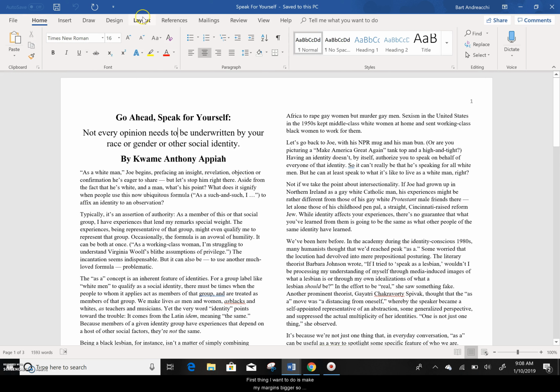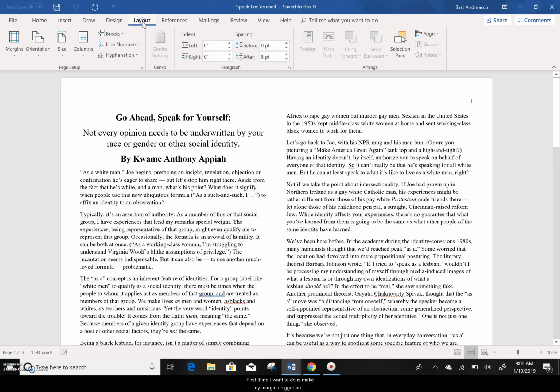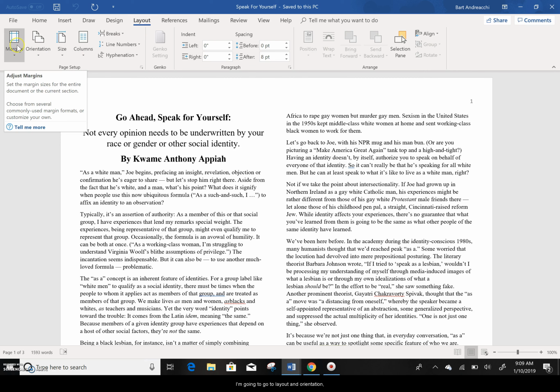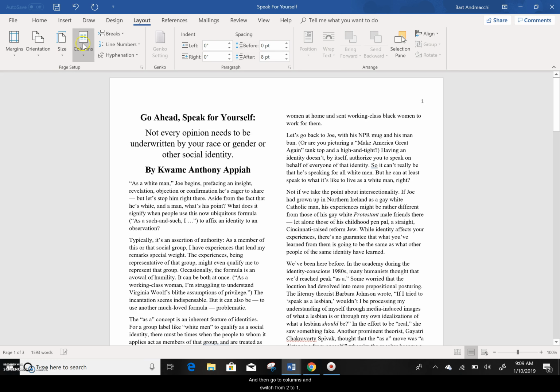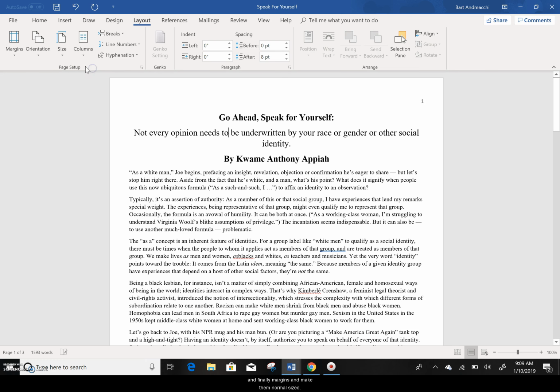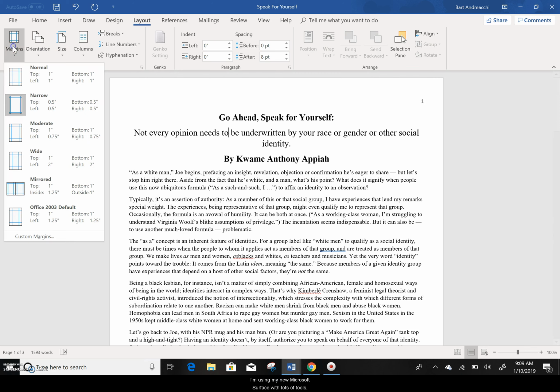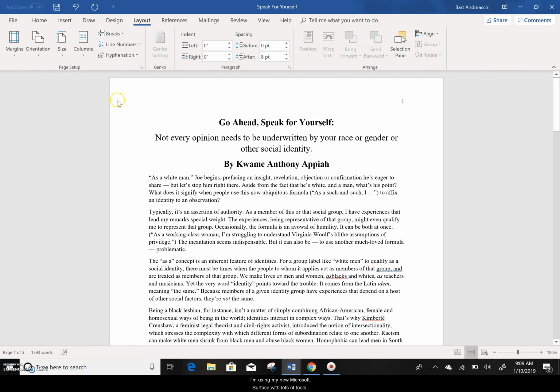First thing I want to do is make my margins bigger. So I'm going to go to Layout and Orientation, and I'm actually going to make it a portrait view rather than landscape. And then I'm going to go to Columns and switch it from 2 to 1, and finally Margins and make them normal size. You can make them bigger, but normal should be fine.